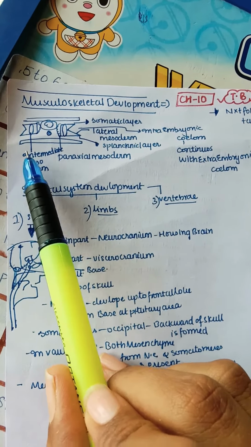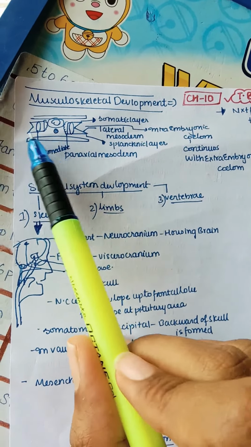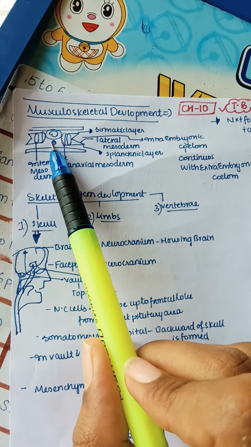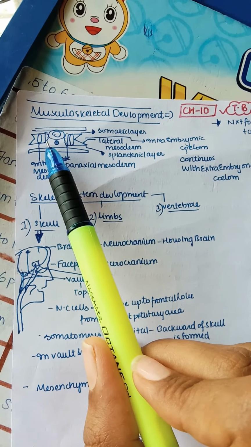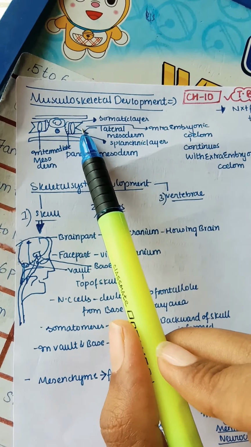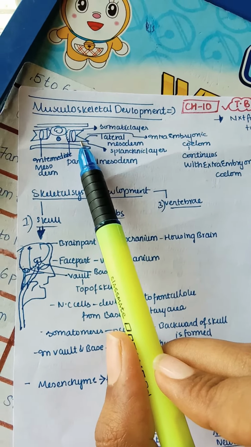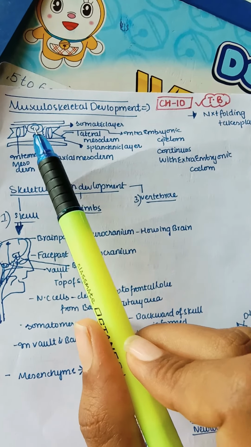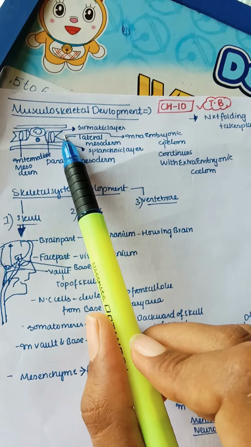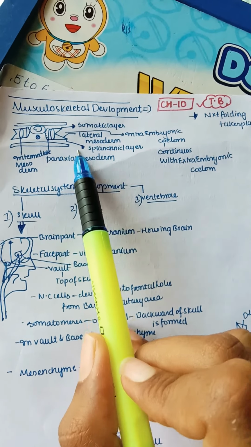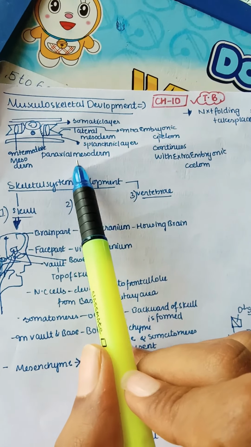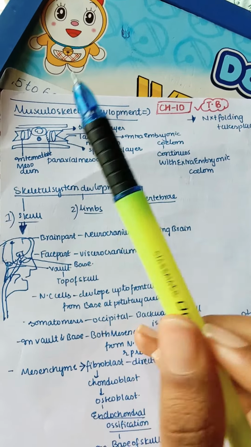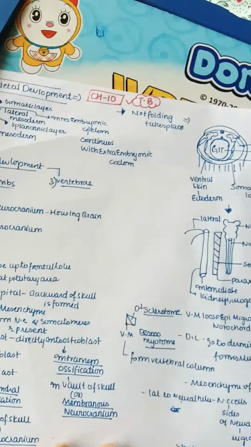We know that the intermediate, paraxial and lateral all lie at the side of our notochord and our neural tube. So this is a lateral plate mesoderm, which is divided further into a somatic layer and a splanchnic layer, right? This is the lateral mesoderm, and this is the intraembryonic coelom. Remember that the intraembryonic coelom continues with the extraembryonic coelom, and the intraembryonic mesoderm also continues with the extraembryonic mesoderm.